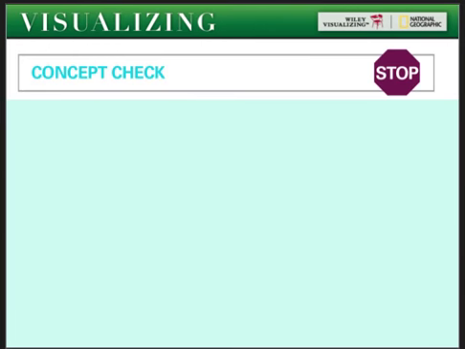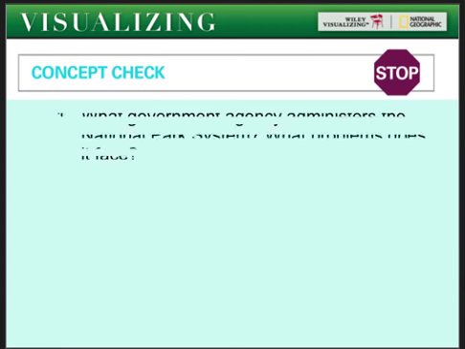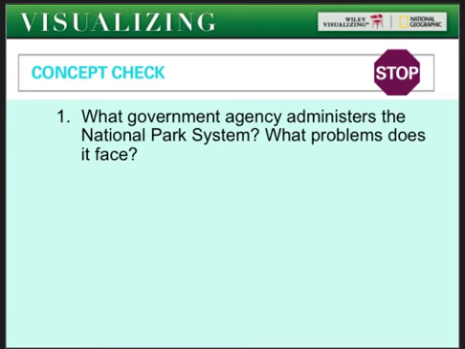So we get to our next concept check. What government agency administers the National Park System, and what problems does it face? The Department of the Interior administers the National Park System. This system deals with many problems, both human-related and also with wildlife. Human-related problems include having to deal with overcrowding, crime, vandalism, litter, traffic, and pollution.